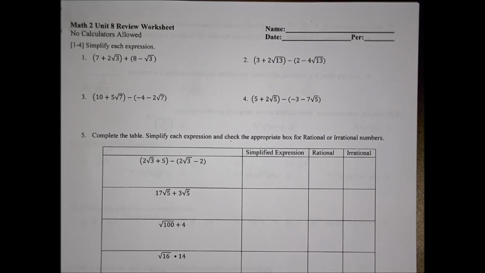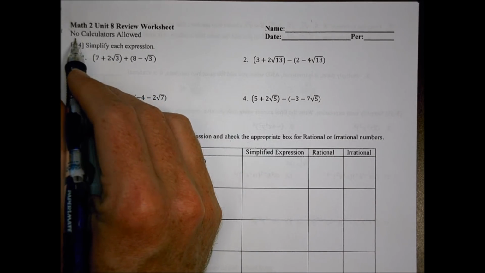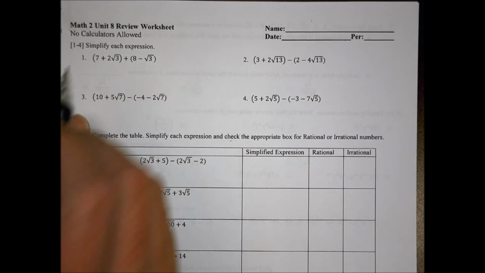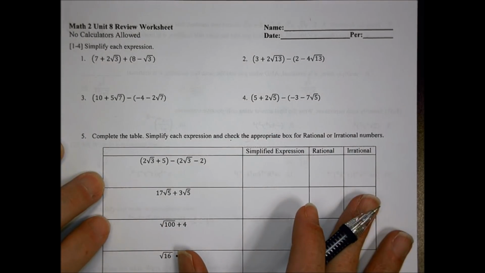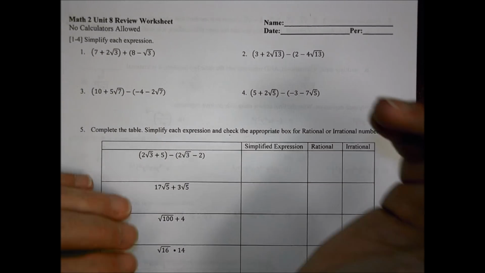Hey, this is Math 2, Unit 8. This is your review worksheet, and it does say right here, no calculators allowed. You're working on radicals, and that's part of the lesson here for this unit, and they want you to be able to do this without calculators. So just know I'm going to go through a lot of these problems. There will be a few that I skip just so that I don't give you every answer, but you'll get the hang of most of it.